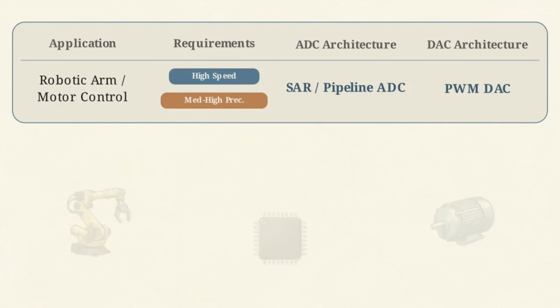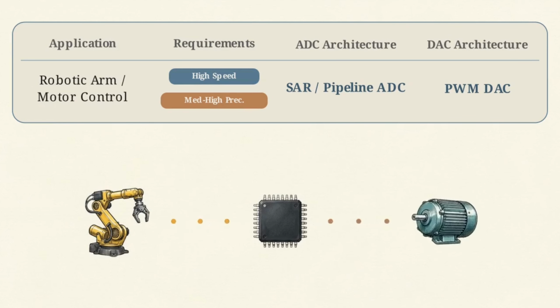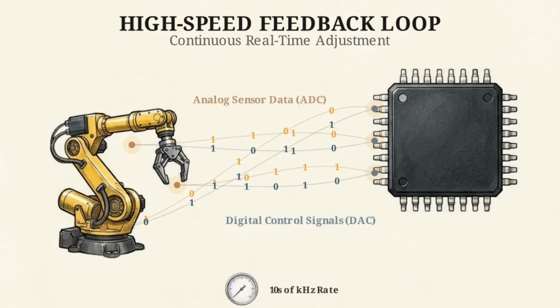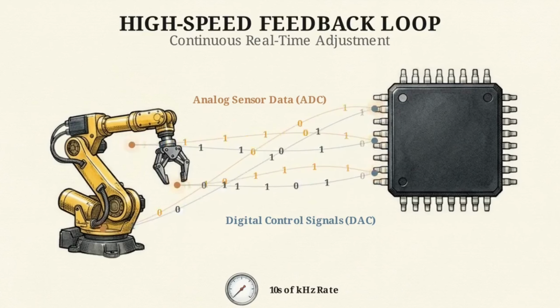When paired with a pulse width modulation DAC, the control system can actuate motors swiftly enough to keep pace with the environment. Robotics and automation dictate a strict shift in strategy. Rapid data flow must take priority to maintain physical control over dynamic, moving machinery.